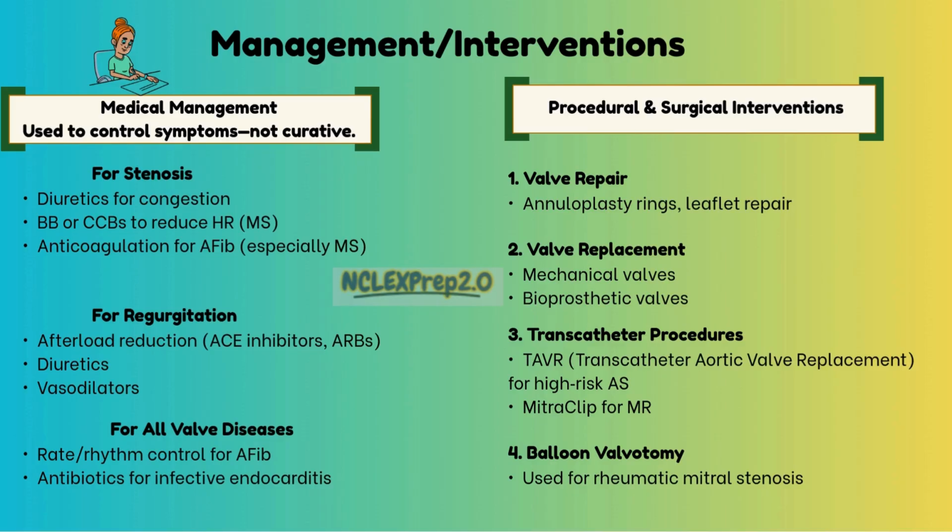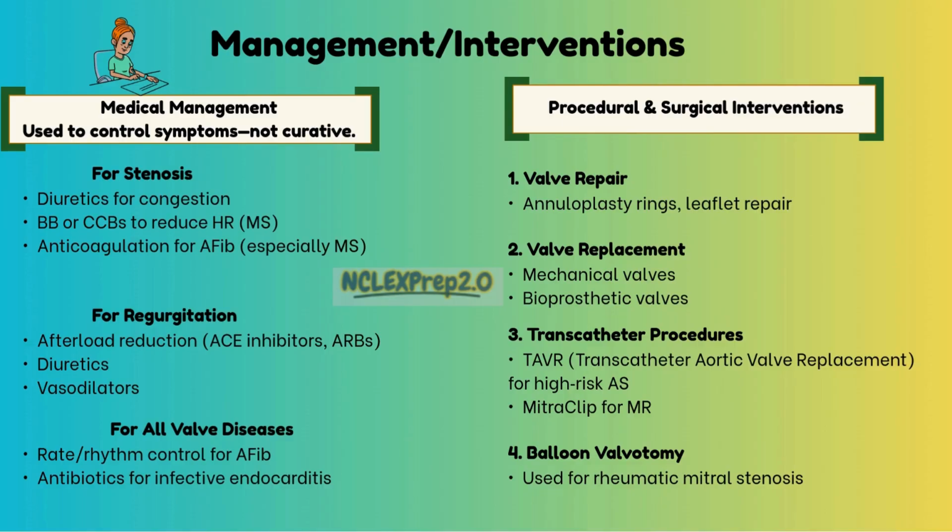For both the stenotic and regurgitation issues, we can do some rate and rhythm control if the patient has AFib or any sort of arrhythmia that is fast-paced. Antibiotics are used for infective endocarditis, because some valve insufficiency can be caused by infective endocarditis. So let's talk about procedural and surgical interventions.